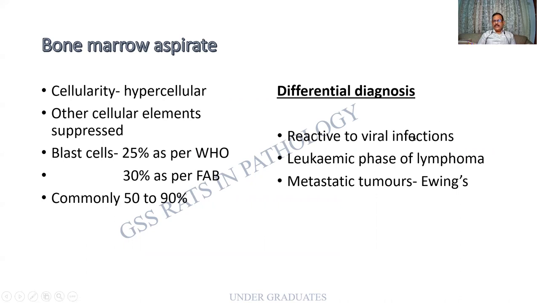A differential diagnosis will be sometimes there can be a reaction to viral infections. There is one condition called as leukemic phase of lymphoma. Lymphoma is one condition. There is a Hodgkin's, there is a non-Hodgkin's. But when the cells overflow and they spill over into the peripheral blood, it is called a leukemic phase of lymphoma. Sometimes metastatic tumors, small tumors such as tumor cells as seen in Ewing's can be present. So these are all differential diagnoses which people can mention. In fact, all this will come under the category of small round cell tumors.